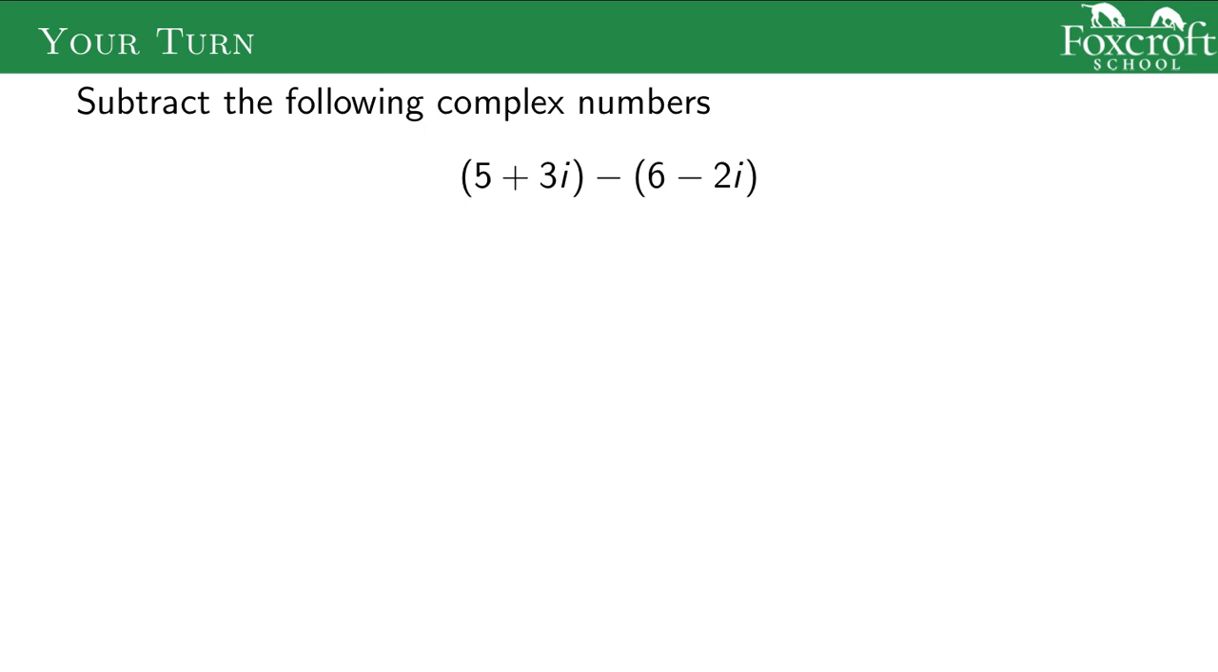Here's one for you to try. When you're subtracting, be careful. Combine these two complex numbers. I'll show you the solution in 3, 2, 1. As long as you remember to distribute that negative to get minus 6 and plus 2i, then you combine your like terms and you get your final answer.